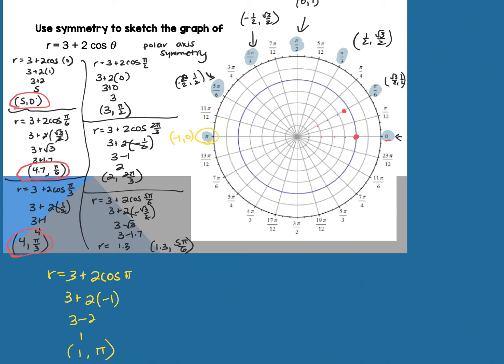At pi over 3, I'm going to 4. At pi over 2, I'm going to 3. At 2 pi over 3, I'm going to 2. At 5 pi over 6, I'm doing 1.3. And at pi, I'm doing 1.